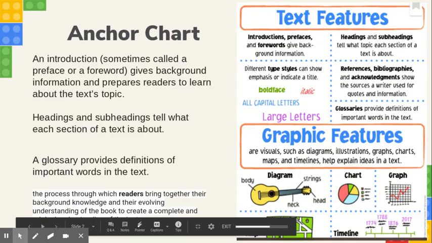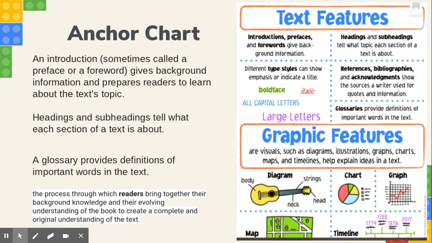Here is one of our anchor charts for the week. We have talked about text features before, and we've talked about looking at a diagram or a chart or any pictures. So I want you to really look at that this week. Go over this chart. Make sure you are going through and looking and finding these text features. They will help you understand the text better and also help you see what the important parts are.